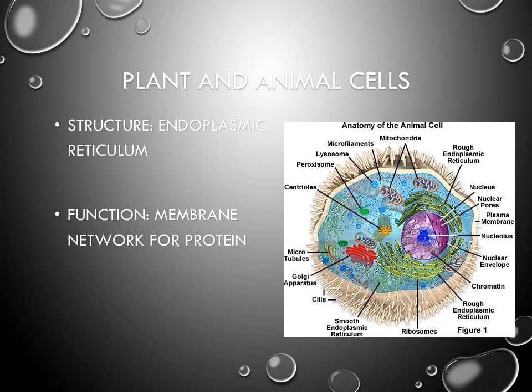Okay, plant and animal cells both have endoplasmic reticulum. The function, it is a membrane network for protein. So the video we watched, those little walking things, those were the proteins. And the endoplasmic reticulum is what the little proteins are on. This diagram has two different kinds, the smooth endoplasmic reticulum and the rough endoplasmic reticulum. We're just going to study endoplasmic reticulum in general and what its purpose is.